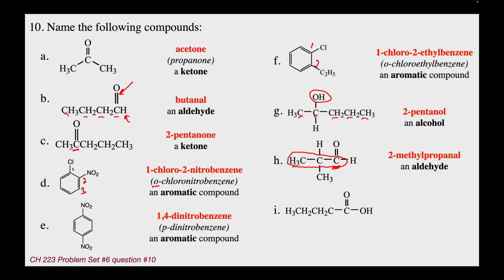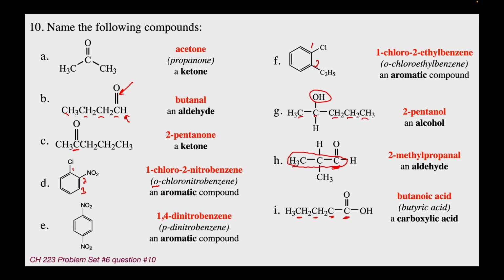It's an aldehyde. And then finally, the last one there, it's a carboxylic acid. It has C double bond OOH, which is carboxylic acid. We have 1, 2, 3, 4 carbons. 4 carbons as a carboxylic acid would be butanoic acid. So we would call this compound butanoic acid.